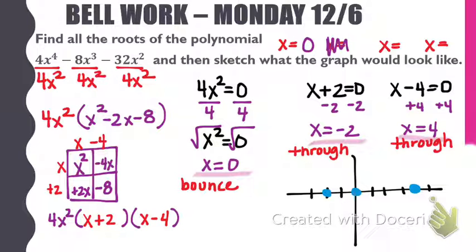Let's talk about the arrows. What do you think is going to happen in the arrows? First of all, will they be the same direction or opposite directions? Same, because it's an x to the 4th. And will they go up or will they go down? Up, because it's a positive 4. So go ahead and put your 2 up arrows.